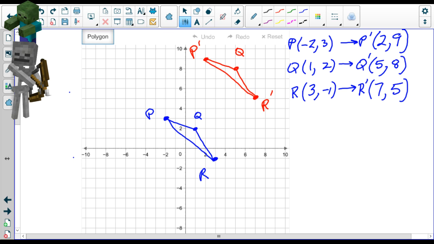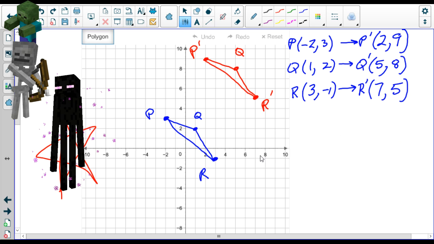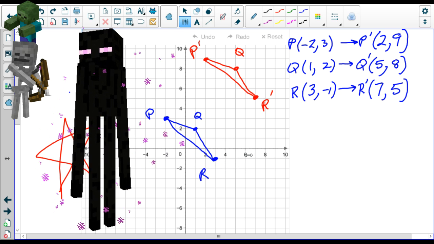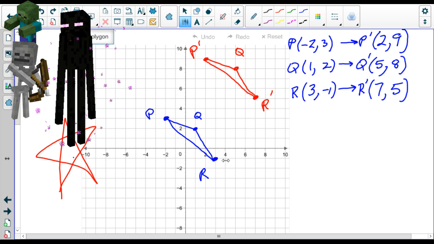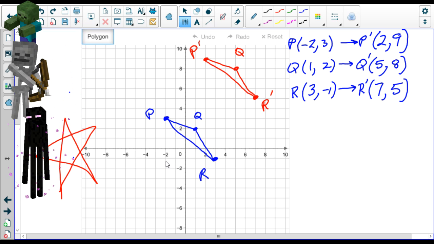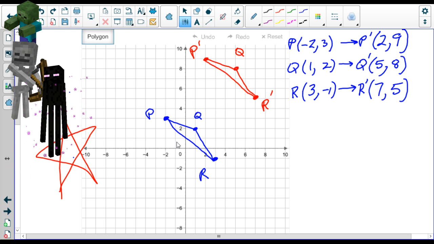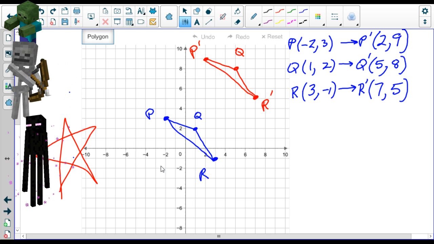All right, great job. Let me give you a star. Awesome. You guys are doing such a great job. And let's see. Let me see if I can find another bad guy. What about an Enderman? Oh, no. All right. Just don't stare at him and you'll be okay.